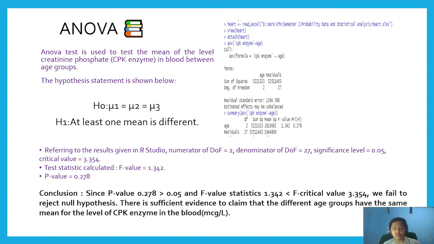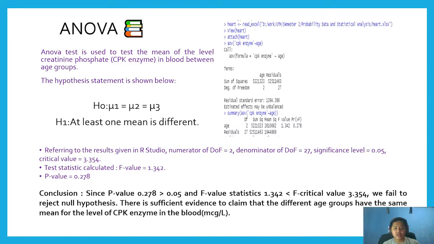So the hypothesis statement is, the null hypothesis is all the means of the 3 age groups are equal, and the alternative hypothesis is at least one mean is different. Okay, as you can see on the right side is the final results of the ANOVA test using RStudio. So referring to the results given in RStudio, the numerator degree of freedom is 2, and the denominator degree of freedom is 27. By using significance level 0.05, the critical value can be calculated and equals 3.354.